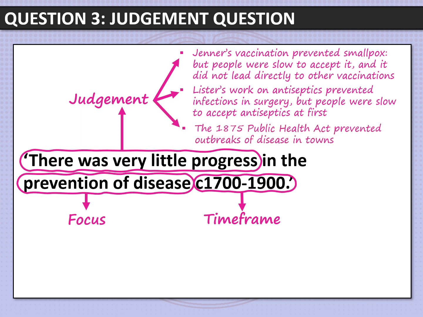Maybe my third paragraph will be about the 1875 Public Health Act. That was another piece of progress in preventing disease. It helped to clear up towns and make sure that there were no further outbreaks of diseases like cholera.